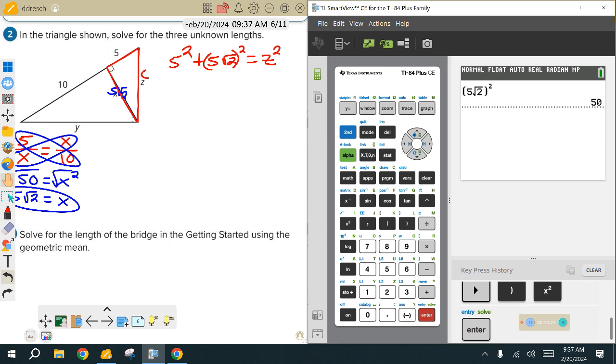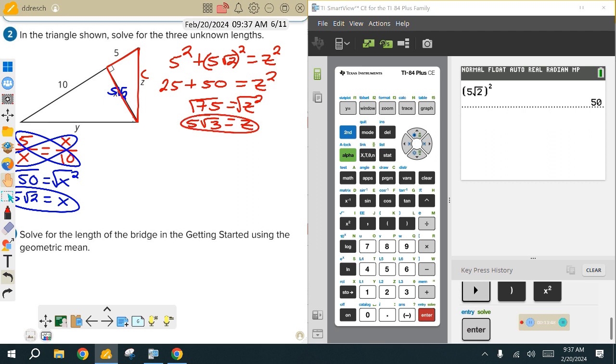So what is that? 25 plus 50? 75, right? Square root that thing. Take it off to the side. 75 becomes what? 5 root 3. We got our second variable. Plus or minus. Toss the negative, don't I?